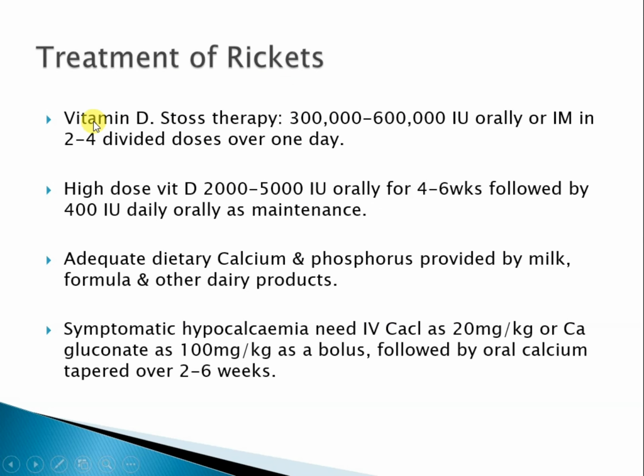Treatment for rickets: first of all, therapy with vitamin D, which should be 3 lakh to 6 lakh international units orally or intramuscular. Higher dose of vitamin D, 2,000 to 5,000 international units orally for 4 to 6 weeks. Adequate dietary calcium and phosphorus provided by milk, formula, and other dairy products, or we can use calcium supplements along with the vitamin D. These are the treatments for rickets.